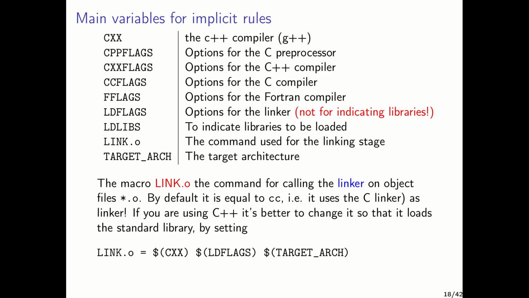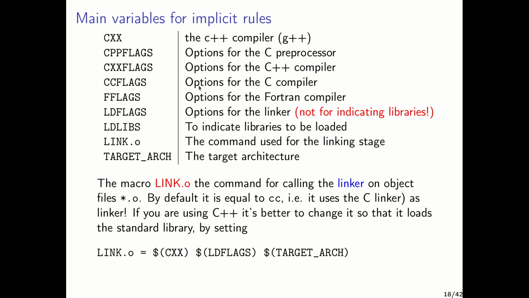So we have a sort of predefined variables that sometimes have already a default value, sometimes are just empty, and that are used in the implicit rules. So I don't have to write the rules myself. I have just to set those variables to the values that I want to use. So the main ones, CXX is a C++ compiler. CPPFLAGS are the options for the preprocessor. Include, define, okay? CXXFLAGS are the options for the C++ compiler.